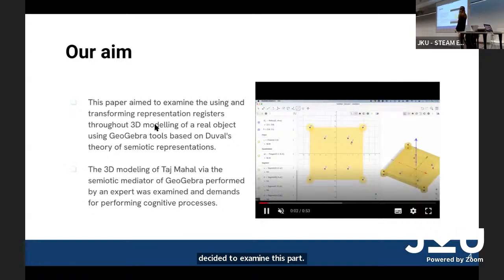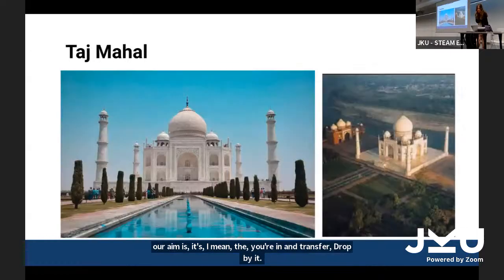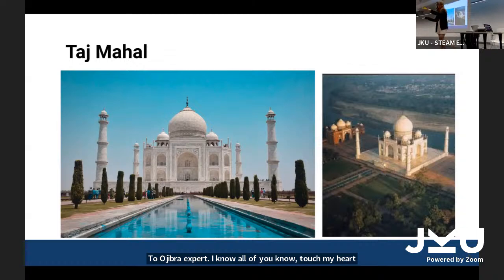So our aim is to examine the use and transfer of representations or registers during the 3D modeling of Taj Mahal on GeoGebra by a GeoGebra expert. I know all of you know Taj Mahal, but how does it look? And if you want to see our modeling, you can observe it.